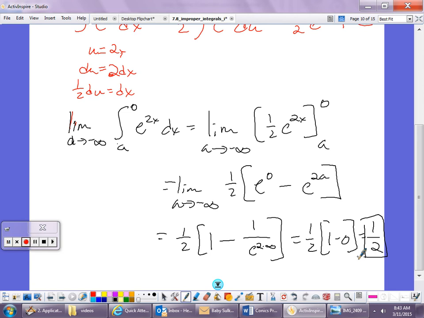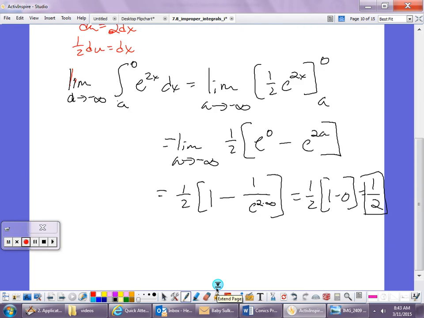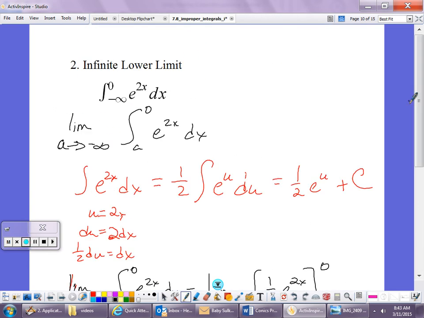I know I've got a limit there, so I can say the limit converges, and it converges to 1/2. So this integral here has a value. The integral from negative infinity to 0 of e to the 2x dx is equal to 1/2. If there's a finite number here, that means it's convergent. There's no other way for it to be convergent. So this integral converges, and the answer is 1/2.